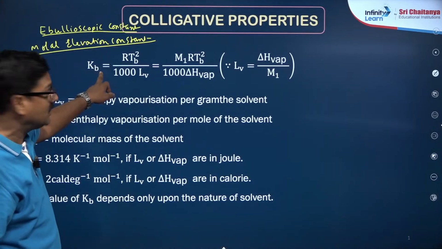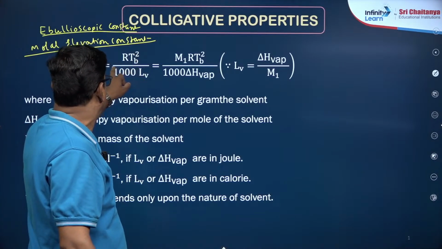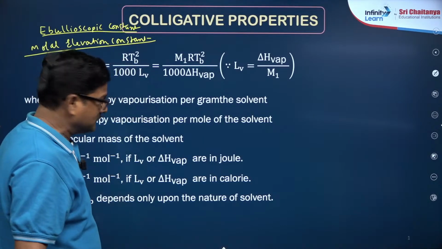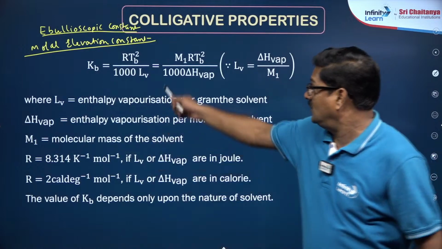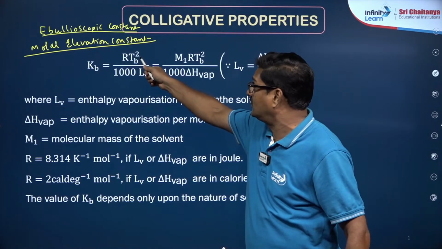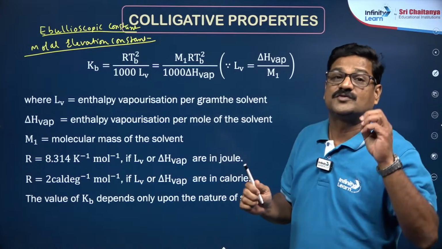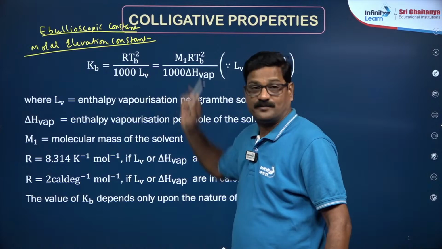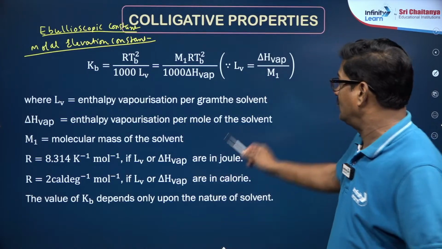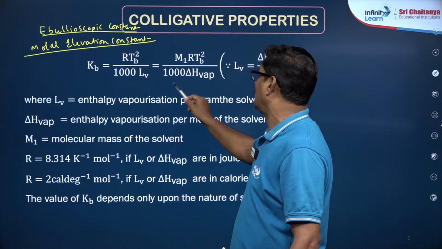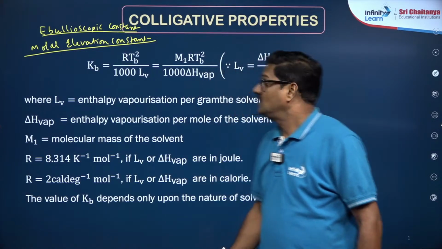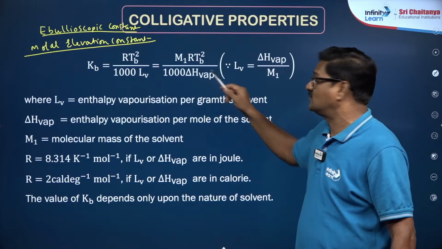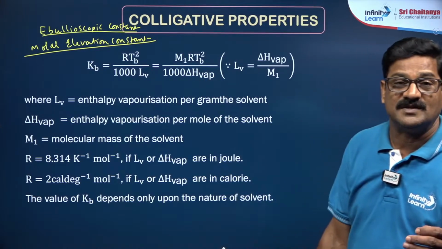KB is thermodynamically shown as R TB square upon 1000 LV. Here R is a gas constant, and TB is the boiling point temperature of the liquid solvent. LV is latent heat of evaporation, physics. Or otherwise M R TB square upon 1000 delta H vapor. Here M is the molecular mass of the solvent and delta H vap means enthalpy of evaporation of the solvent.